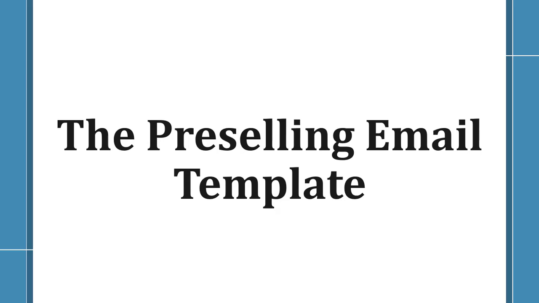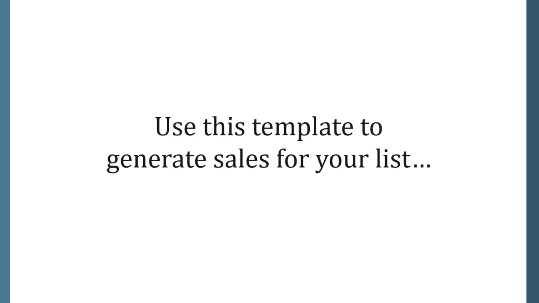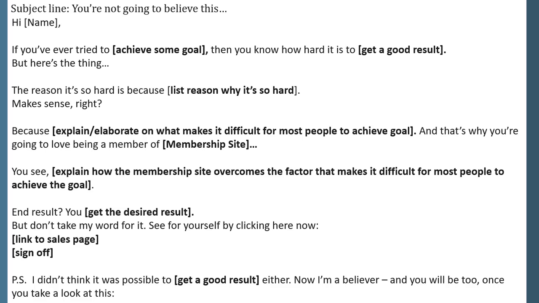Next, the pre-selling email template. Now use this template to generate sales for your list. Include subject line: You're not going to believe this. Hi, state the name. If you've ever tried to achieve some goal, then you know how hard it is to get a good result. But here's the thing, the reason it's so hard is because you can list reason why it's so hard here. Now it makes sense, right?